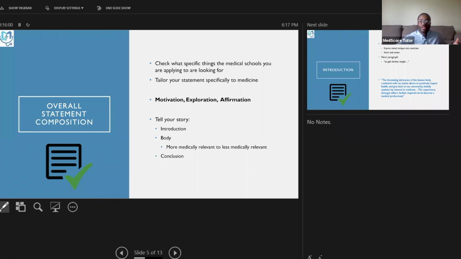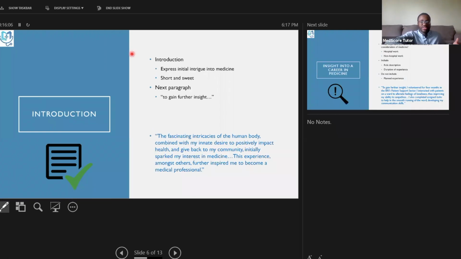So moving on. First we're going to look at the introduction. The introduction is, like I said, to express your initial intrigue in medicine. Short and sweet. You don't want to be writing a whole 500-word paragraph, because that's all your word count. You don't want to be writing 100 words about what you ate for breakfast. That's not the point of it. It's just to show that initial spark of interest. You want it short and sweet, and you want to segue or transition into the next paragraph, the body of your personal statement, very well.